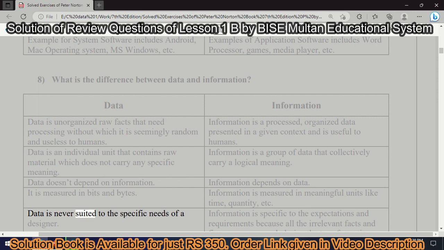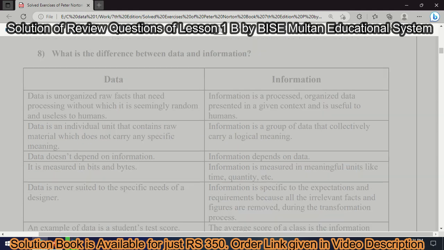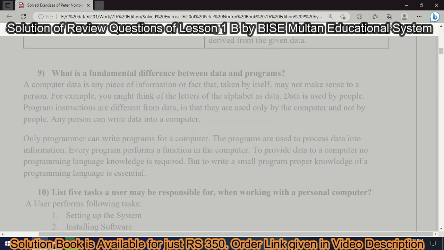Data is never suited to the specific needs of a designer. Information is specific to the expectations and requirements because all the irrelevant facts and figures are removed during the transformation process. An example of data is a student's test score. The average score of a class is the information derived from the given data.